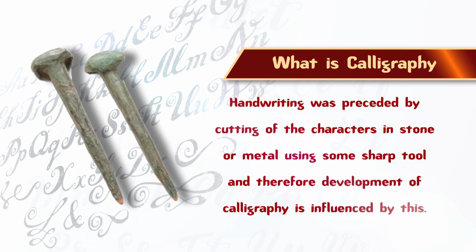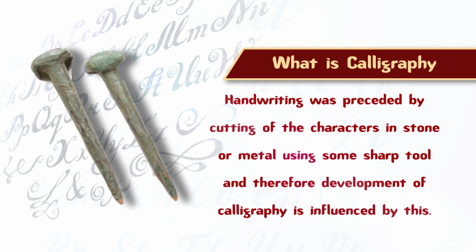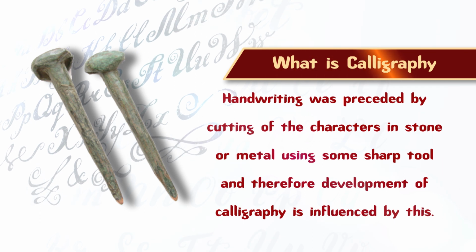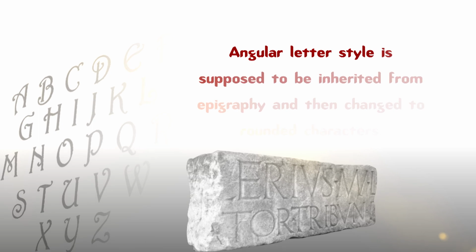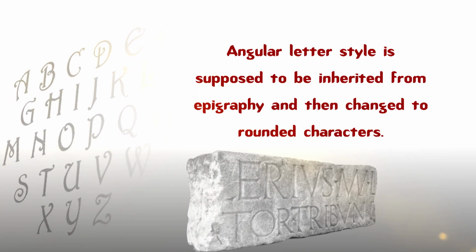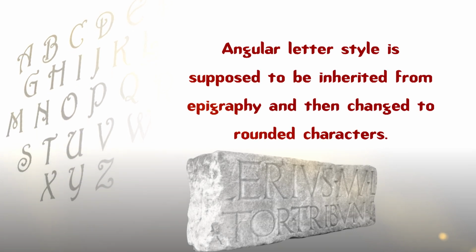Handwriting was preceded by cutting of the characters in stone or metal using some sharp tool, and therefore development of calligraphy is influenced by this. Angular letter style is supposed to be inherited from epigraphy and then changed to rounded characters.